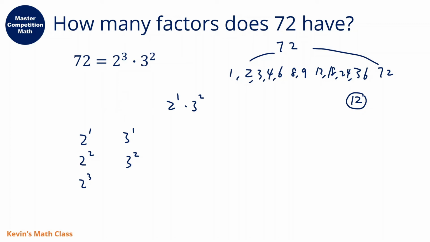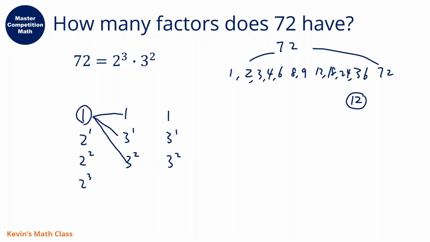And don't forget 1. I mean, the 2 power can be nothing, right? 1 times 3 to the power of 1 is just 3 to the power of 1, and 1 times 3 to the power of 2 is just 3 to the power of 2. The 2 power can be nothing. The same idea, the 3 power can be nothing. So 1 times 1 will be 1. That is the smallest factor of any number. So you can see how many numbers we can form.